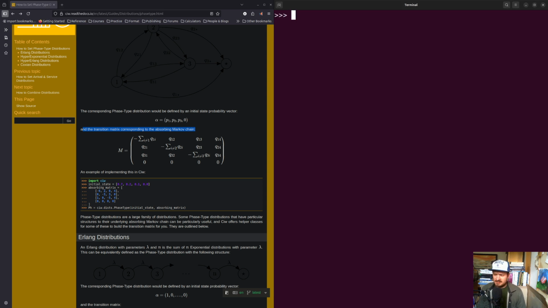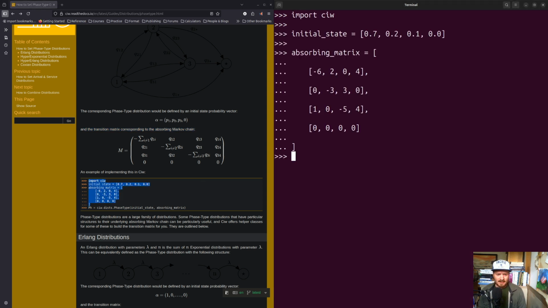Okay, so I want to go ahead with following their little coded example, and we're going to sample from this distribution. I think I'm going to skip typing out the matrix here, and I'll just copy paste that code right in. And then we'll also initialize their example distribution here. So we're initializing a phase type, and we're passing in our initial state vector, which I put up here, of 0.7 probability of being in the first state initially, 0.2 probability of being in the second state, and 0.1 probability of starting off in the third state, and 0 probability of starting in the absorption state.